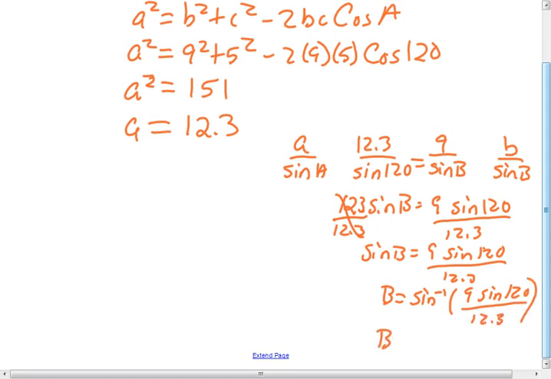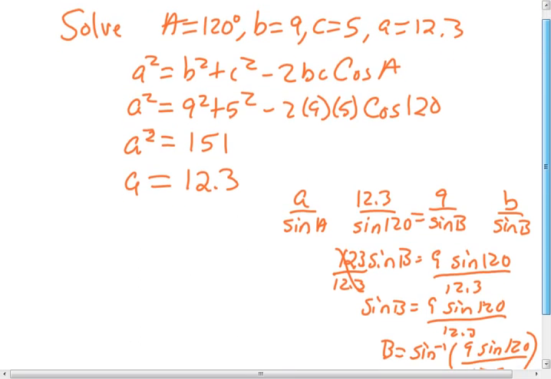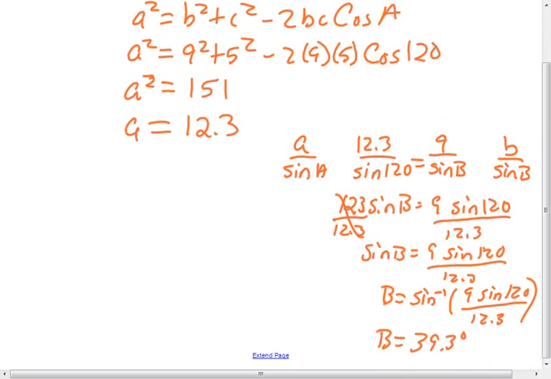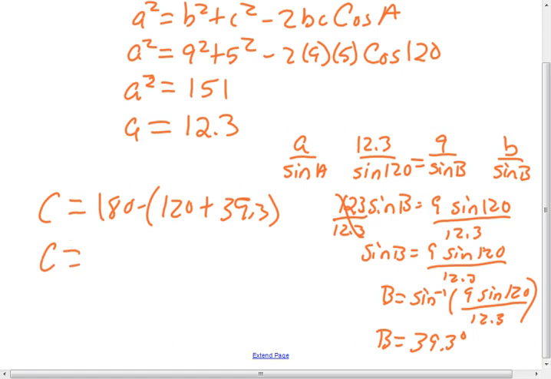Punching that in on the calculator, angle B is 39.3 degrees. And we know angle A is 120, so our angle C is going to be 180 minus the sum of 120 plus 39.3. So angle C is going to be 20.7. So now we have solved everything for this triangle.